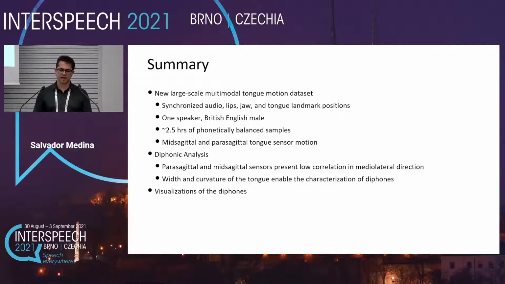And as a summary, what I'm presenting here is that we are providing a new large-scale multimodal tongue motion dataset. It has synchronized audio, lips, jaw, and tongue landmark positions coming from EMMA. It is only from one speaker, a British English male. It's approximately 2.5 hours of phonetically balanced samples, which contain midsagittal and parasagittal tongue sensor motion. We made a diphone analysis to check the quality of our dataset, and we found that there is a low correlation in the mediolateral direction between the parasagittal and midsagittal sensors, and the width and curvature of the tongue enable a characterization of the diphones.